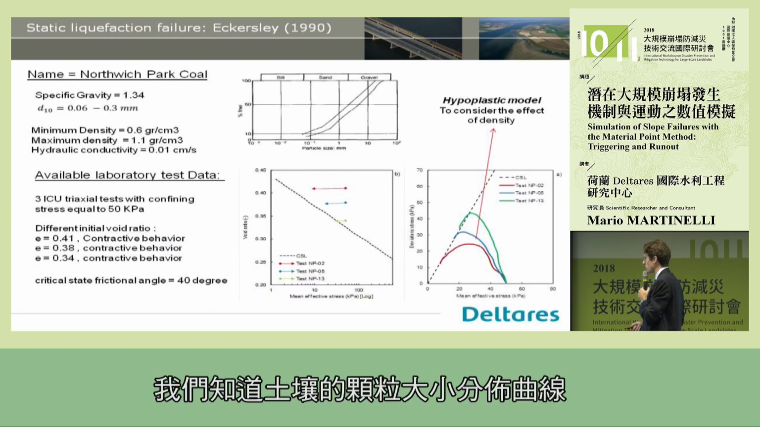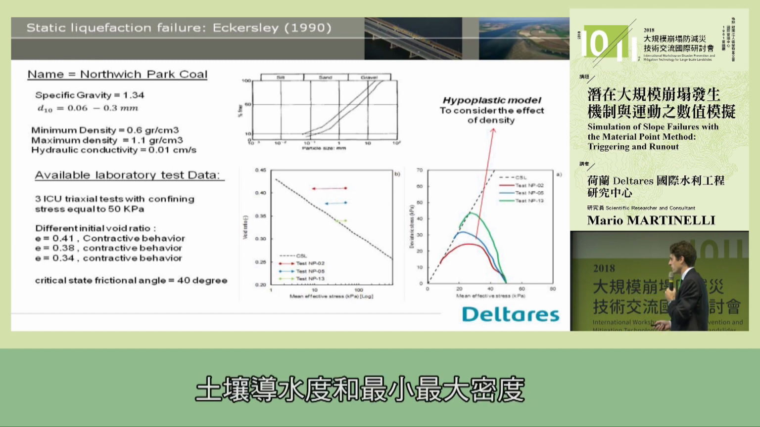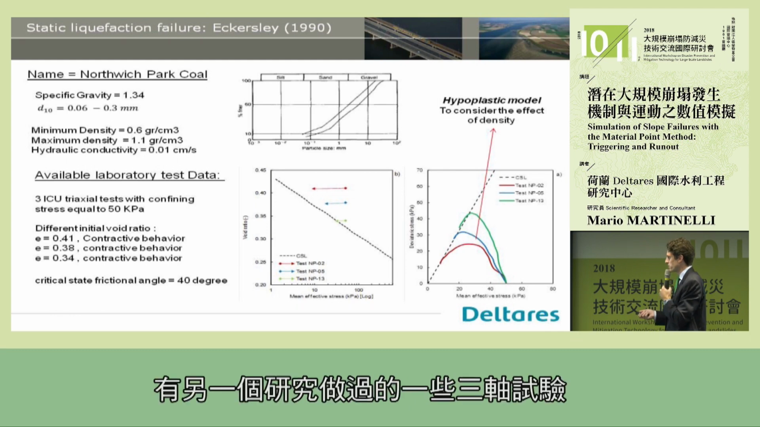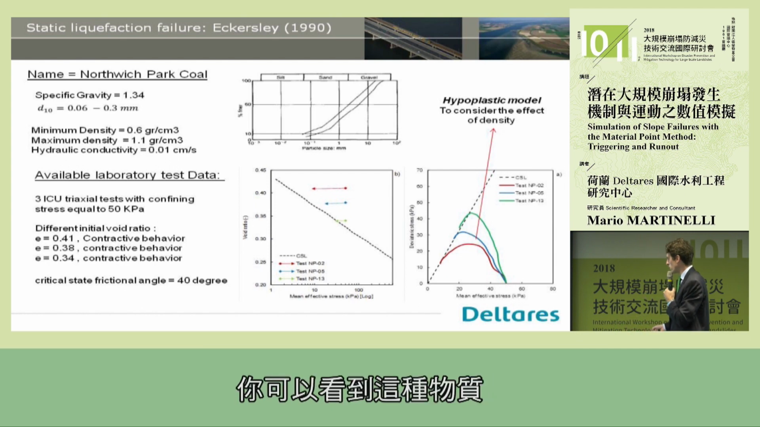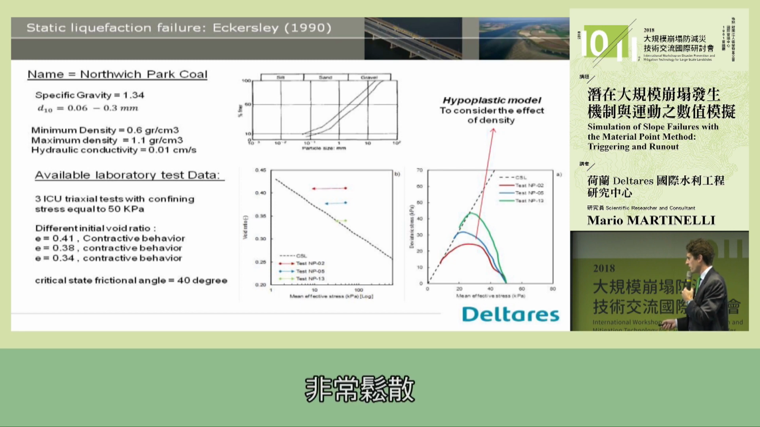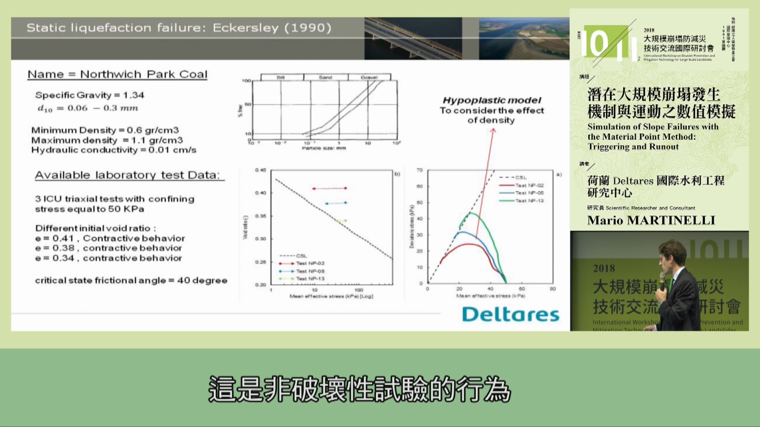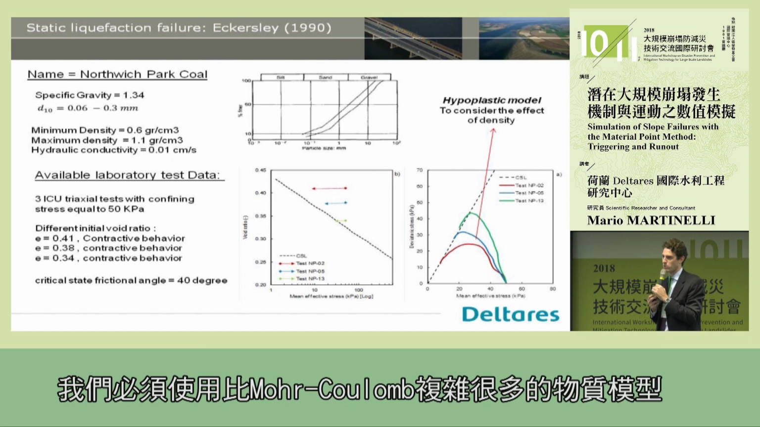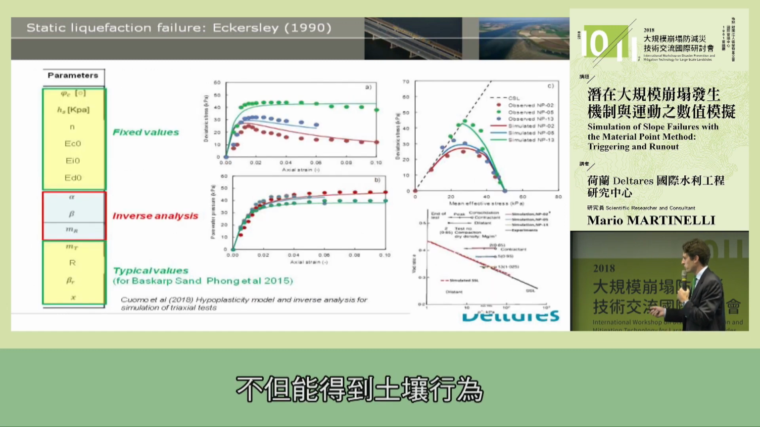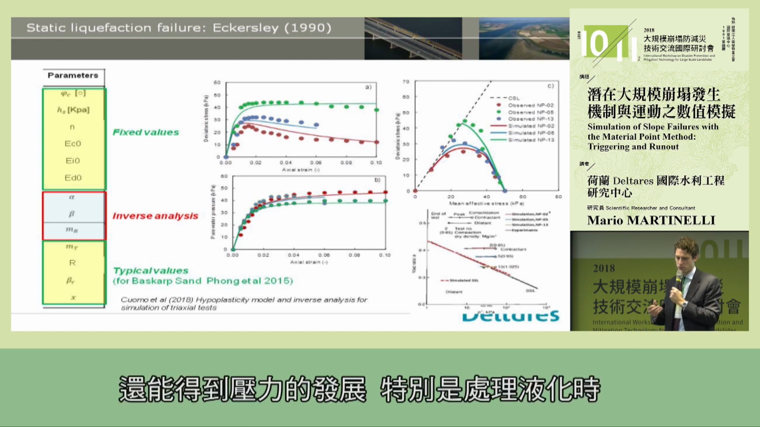We had the grain size distribution curve of the soil, the hydraulic conductivity, minimum and maximum density, and some triaxial tests that have been conducted in different studies. We use those. You see that the material is very loosely packed, and this is the behavior in undrained triaxial tests. What we did, we had to use a more complex material model than just Mohr-Coulomb. We used the hypoplastic model, which can capture the behavior of the soil, including the excess pore water pressure development, especially when we are dealing with liquefaction.